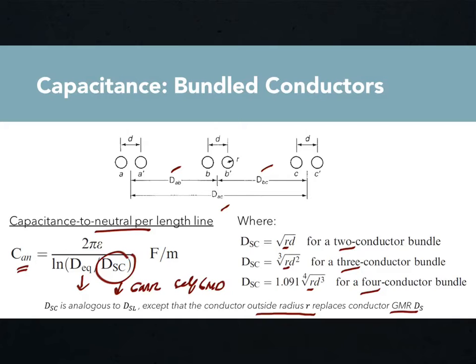If you may also recall, yung DS natin in inductance is parang R prime, diba? R prime is something like that. Okay? We use R prime, no? R prime is R times 0.7788. But in this case, for capacitance, we only make use of R. That's it. So, your DSC for a 2-conductor bundle will simply be square root of RT. Diba? And so on and so on. Okay? So, that's capacitance of bundled conductors.